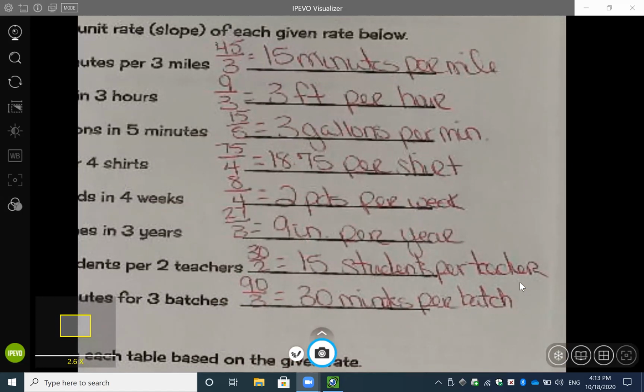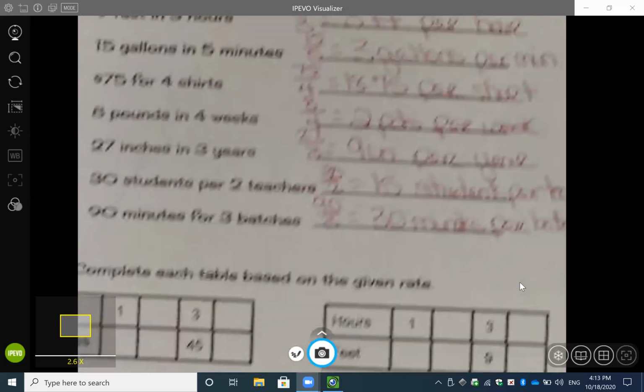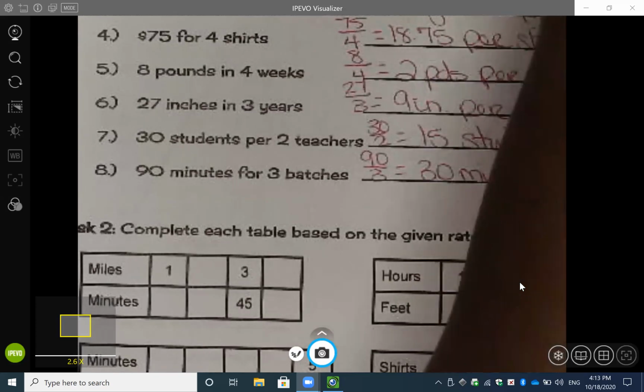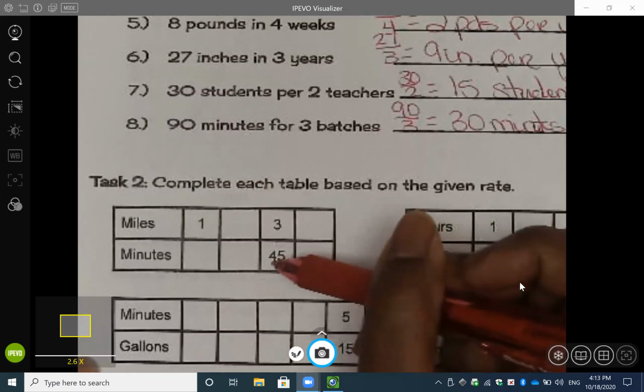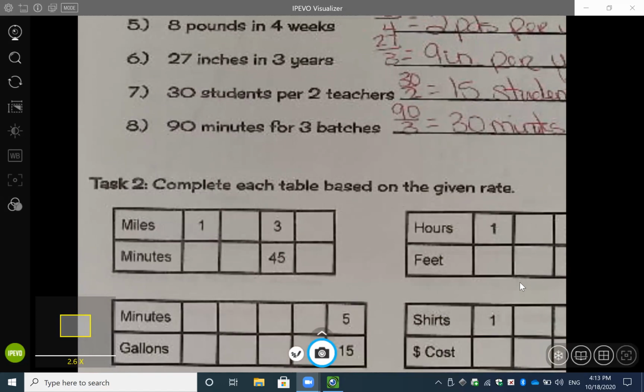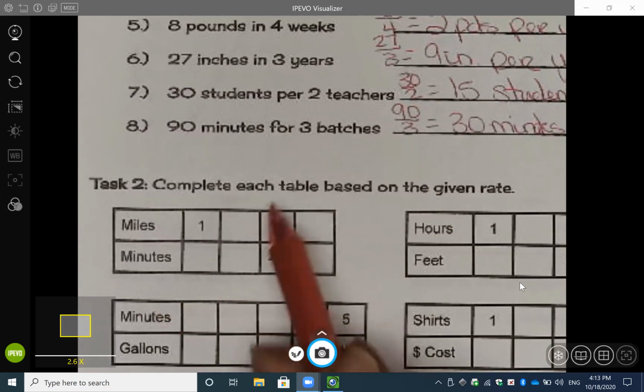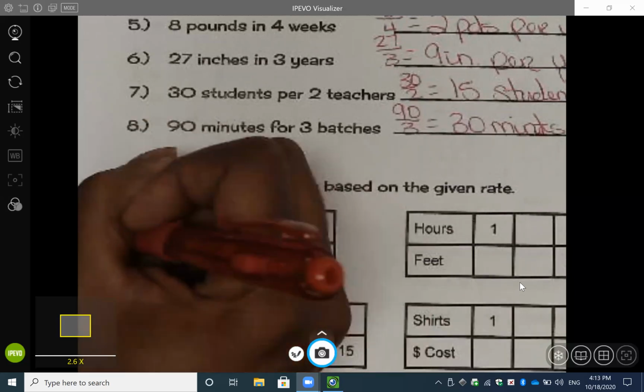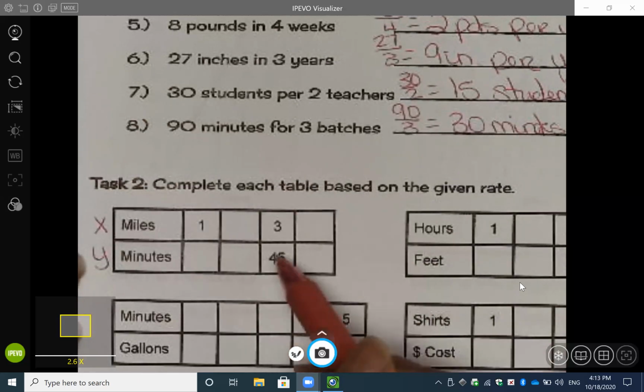So now we're going to complete the tables based on the information, and we're comparing miles and minutes for the first one. So if you can go 45 minutes in 3 miles, when you divide 45 divided by 3, because remember your y always goes on top. So that's why we're putting the 45 on top. This would be your x. This will be your y. y2 minus y1 over x2 minus x1 is what we're used to.